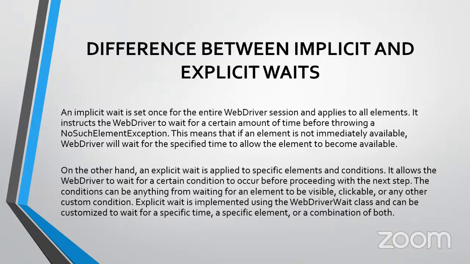Okay. And on the other hand, explicit wait is applied to specific elements and conditions. So it allows the WebDriver to wait for a certain condition to occur before proceeding with the next step. The conditions can be anything from waiting for an element to be visible, to be clickable, or any other custom condition. Explicit wait is implemented using the WebDriverWait class, and it can be customized to wait for a specific time, a specific element, or a combination of both.